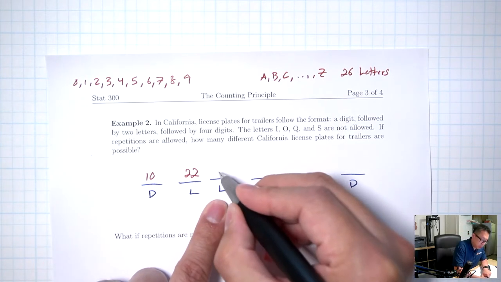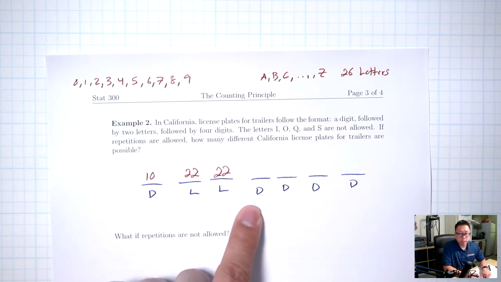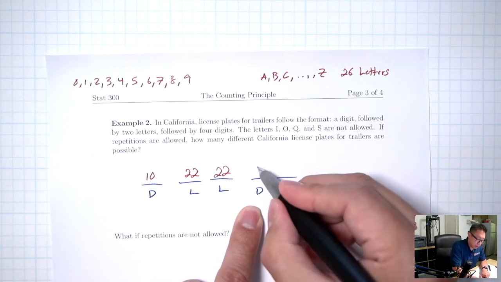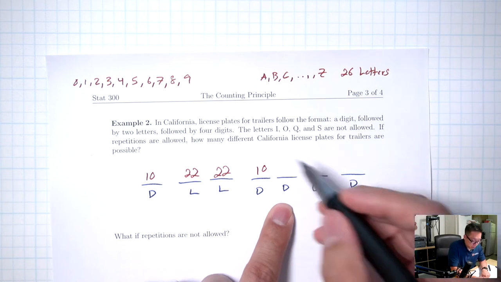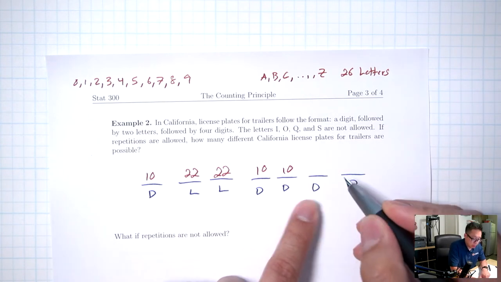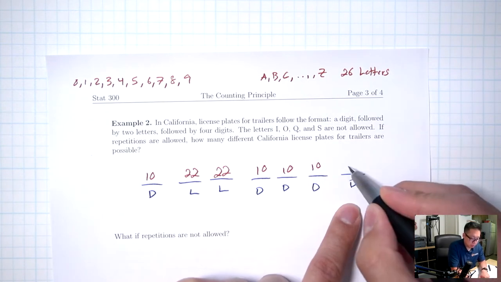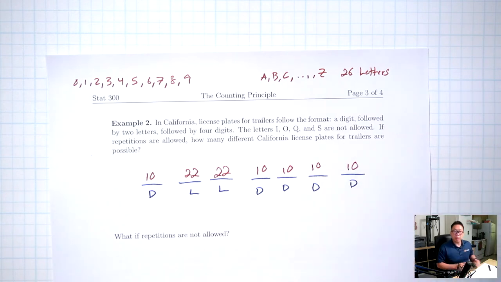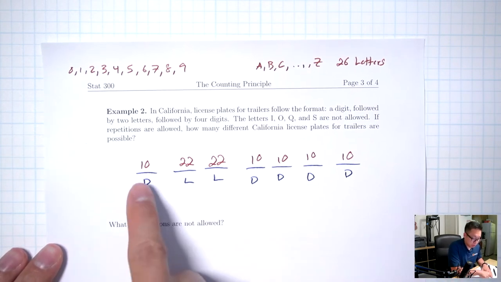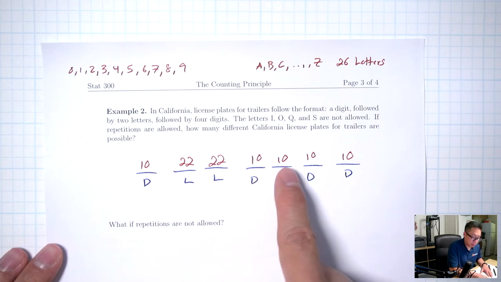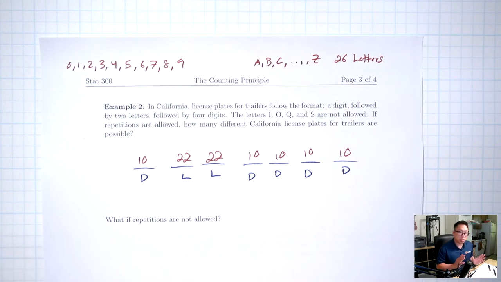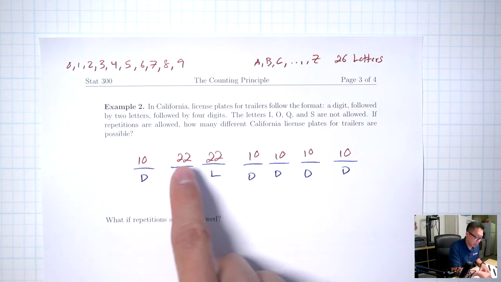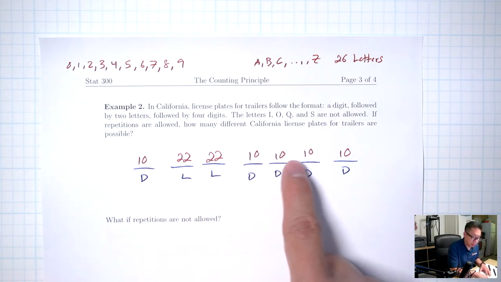Letter, 22. Digit, 0 through 9, that's 10. Digit, 0 through 9, 10 again. Digit, 10. And technically, you should multiply those together. So 10 times 22 times 22 times 10 times 10 times 10 times 10. But on your lab, you don't have to multiply them and get a final answer. You can just type in 10 times 22 times 22 times 10 times 10 times 10 times 10.